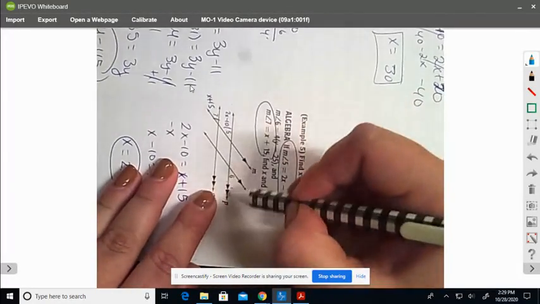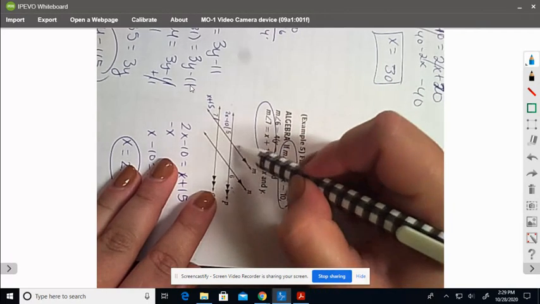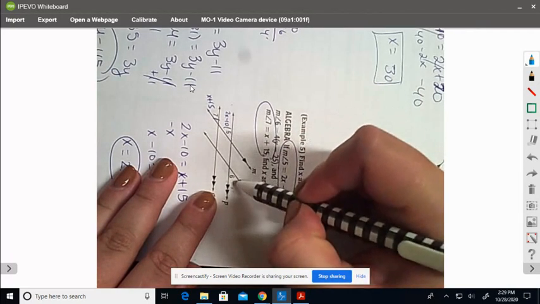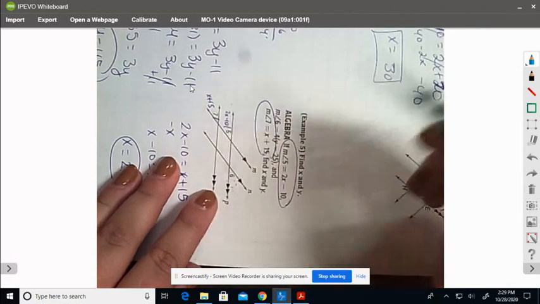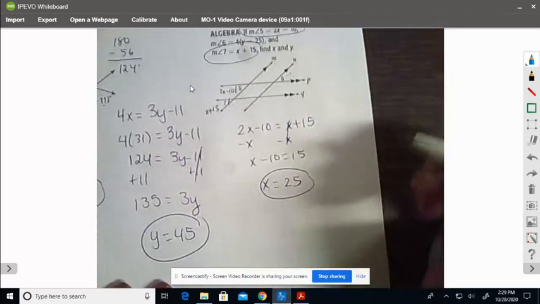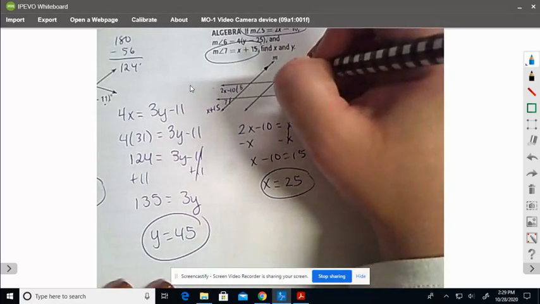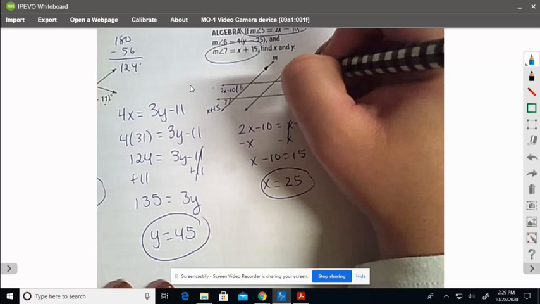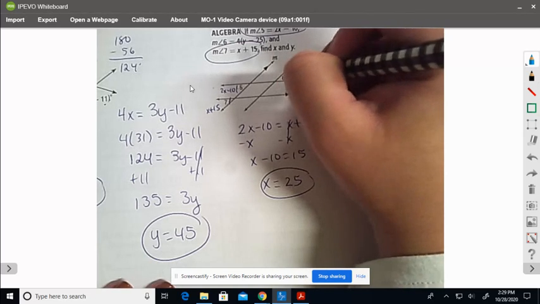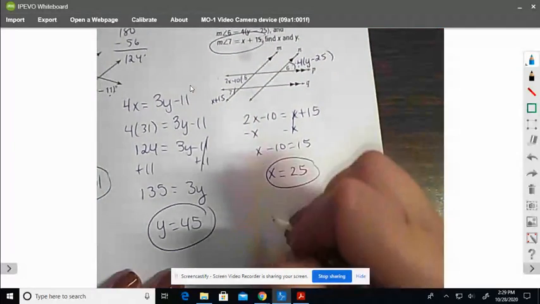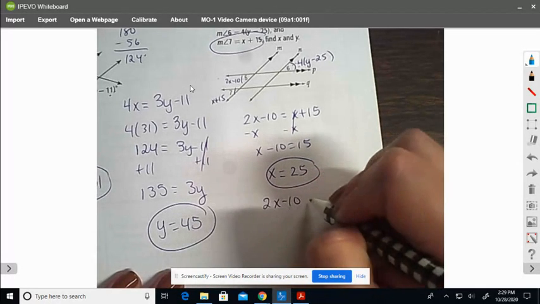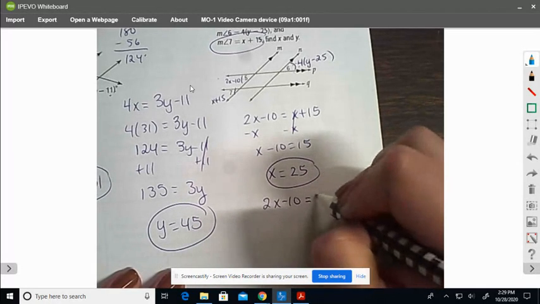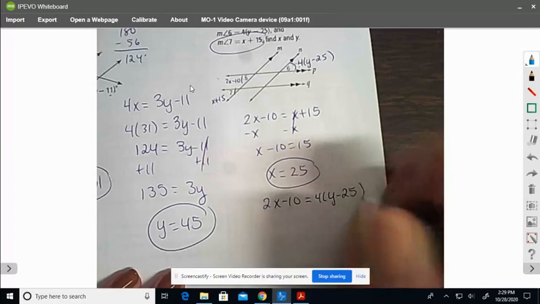However, 5 and 6, they're on this transversal here, and they're being cut by two parallel lines, and they're actually on the outside and alternate sides. So they are alternate exterior. So I can set angles 6 and 5 equal to each other. So angle 6 is 4 times y minus 25. So I'm going to do 2x minus 10 equals 4 times y minus 25.